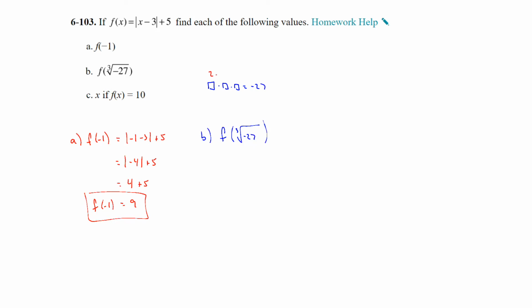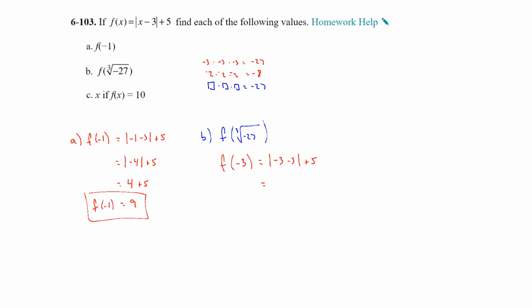You can just think about it. If you do 2 times 2 times 2, or negative 2 times negative 2 times negative 2, that would be negative 8, so it's not large enough. So if we do negative 3 times negative 3 times negative 3, that will be negative 27. So instead of using the cube root of negative 27, it simplifies to negative 3. And now we can plug negative 3 into the absolute value, so negative 3 minus 3 plus 5.